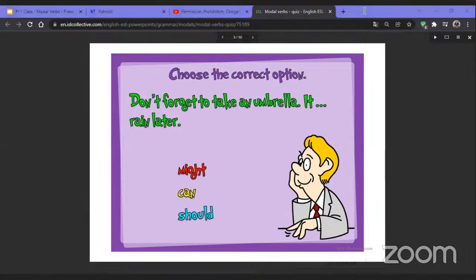You have might, you have can, and you have should. Okay, it might rain later. What do you think about that one, Miss Indira? Don't forget to take an umbrella. Yeah, I think that's correct. Because we don't know if it's going to rain. It might. It's possible.